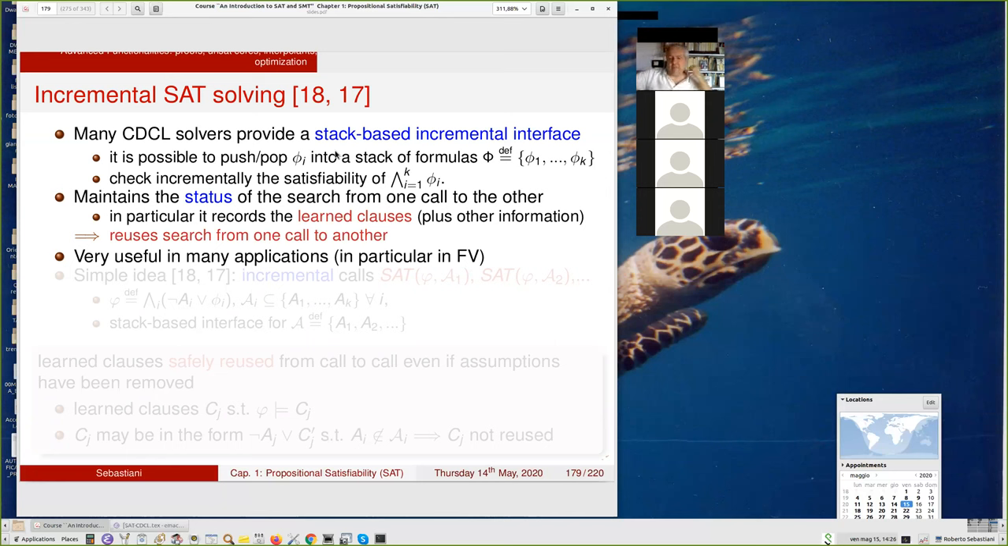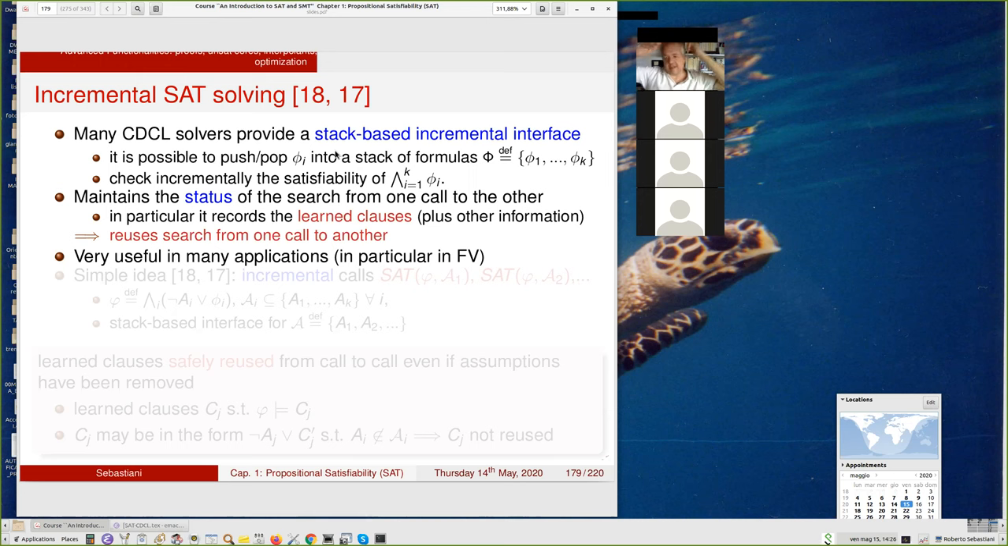Okay, so I would say that most SAT solvers nowadays, we have the idea that a SAT solver is something in which you pass a formula and it returns SAT or UNSAT. Then you pass another formula and it returns SAT or UNSAT. So something like a function, right? Input, output. In practice, substantially every SAT solver nowadays works as a stack of formulas, with an incremental interface, both by file and in particular by API.